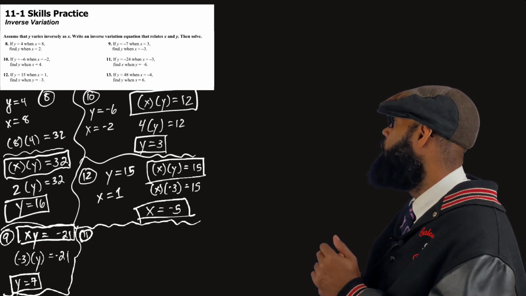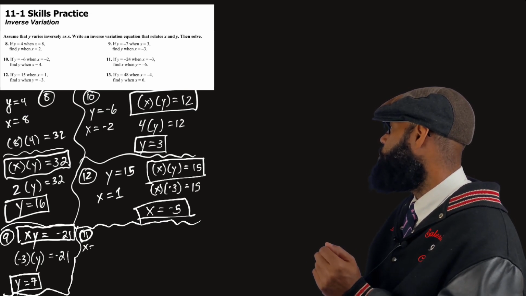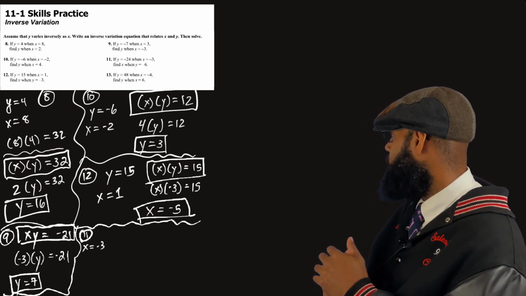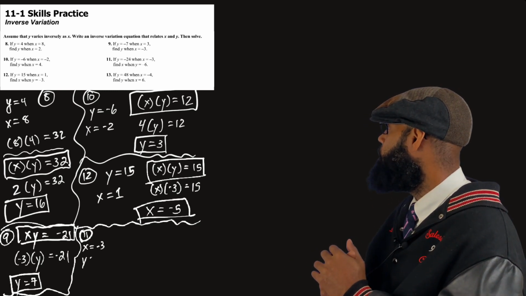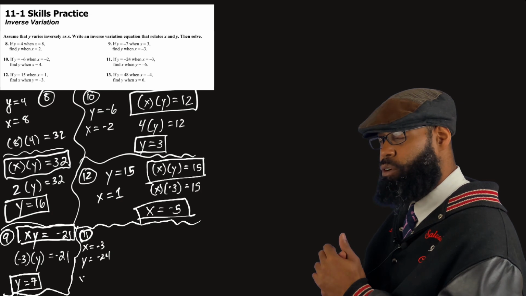So number 10, you mean 11. Number 11, if y is equal to 24 when x is equal to negative 3. Hear that? When, right? When x is equal to negative 3. I'm labeling up here. So x is negative 3. Y is 24. Let's go ahead and write an equation that will work for the inverse variation.